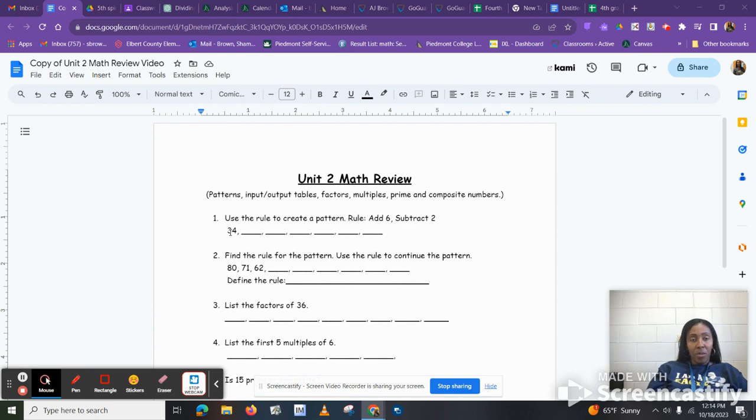So like for this one, it says it starts with 34. If we add 6 to 34, we'll have 40. So 34, 35, 36, 37, 38, 39, 40. So 40 would be our next number in the pattern.